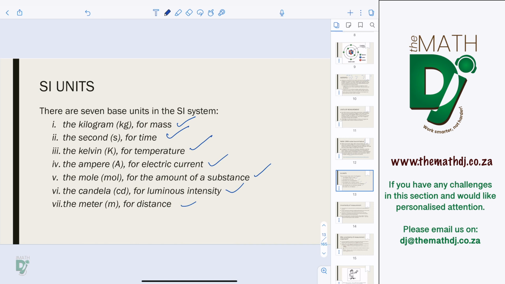So you can see the abbreviations. These are the shortened forms. Instead of saying kilogram, you can just say kg. Then s for second, K for Kelvin, A for ampere, then mol for mole, cd for candela, and m for meter. So these are the common shorthands that are used.